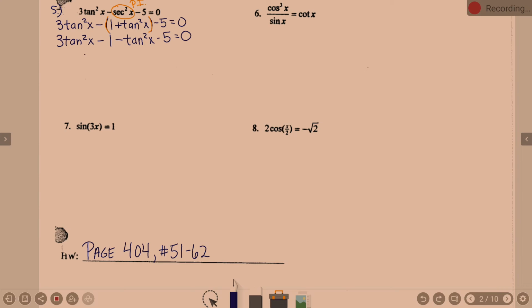2 tangent squared x. What is minus 1 minus 5? Equals 0. So then I have 2 tangent squared x minus 6 equals 0.